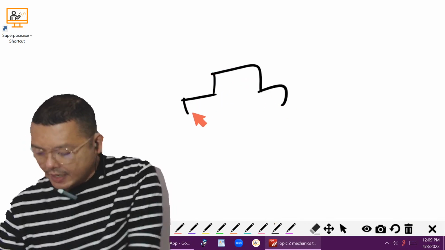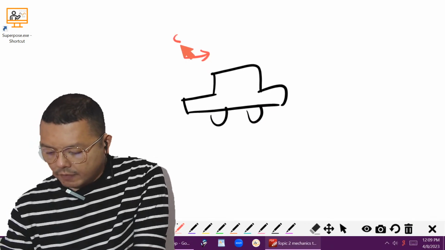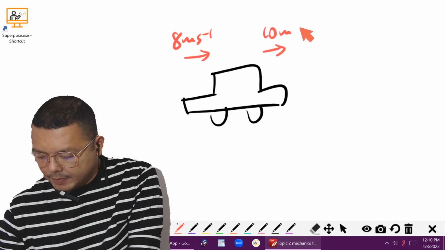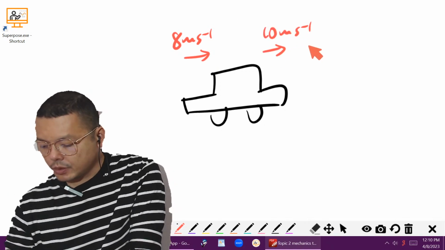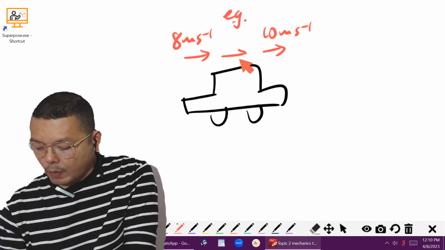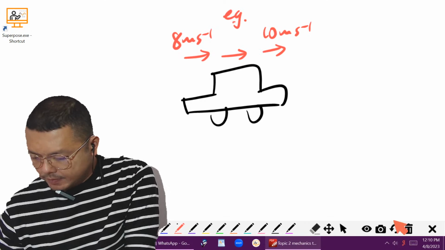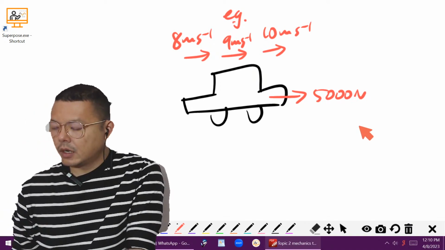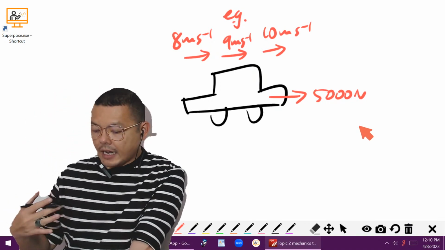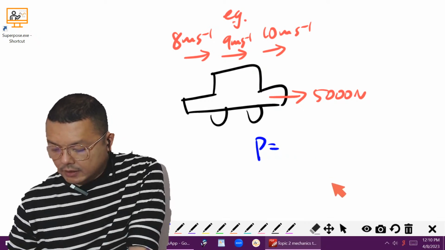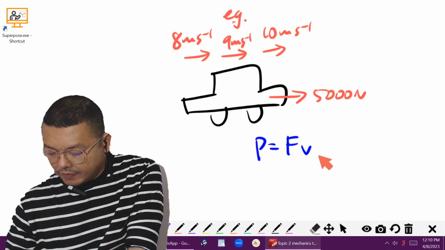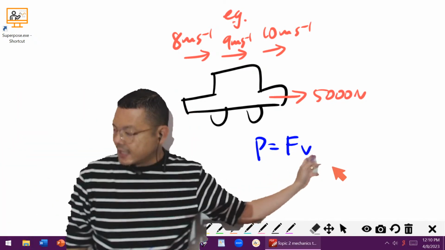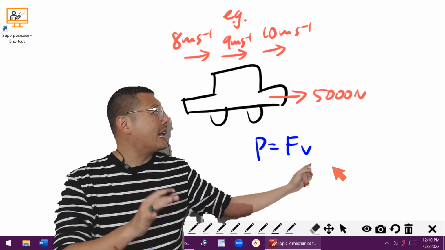Okay. Let's say I have a car. Let's say the car goes from 8 meters per second and then accelerates all the way to, let's say, 10 meters per second. As an example, let's say I wanted you to find out at 9 meters per second. Let's say the driving force was 5,000 newtons. If you want to find the power of the car, it's basically force times velocity. It's force times speed. This speed doesn't have to be a constant speed. It can just be the speed at this instant in time.